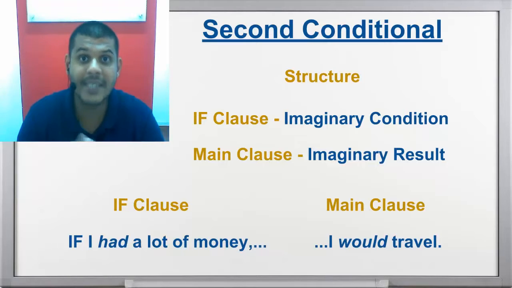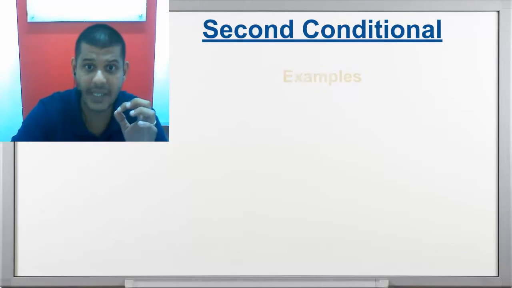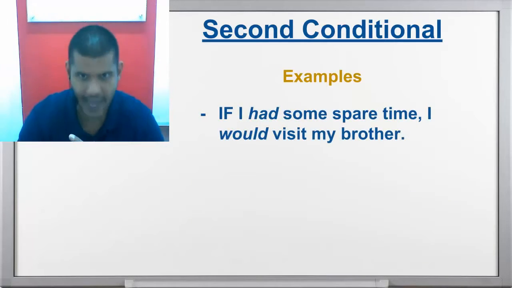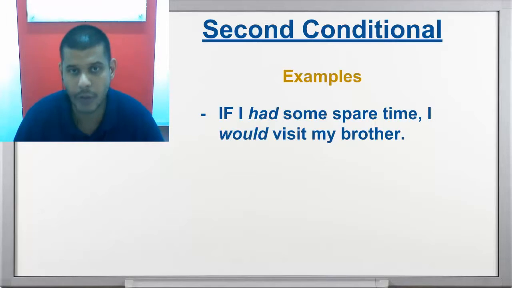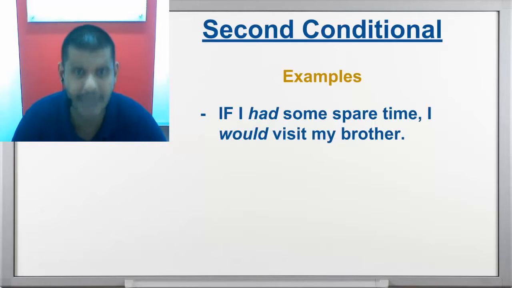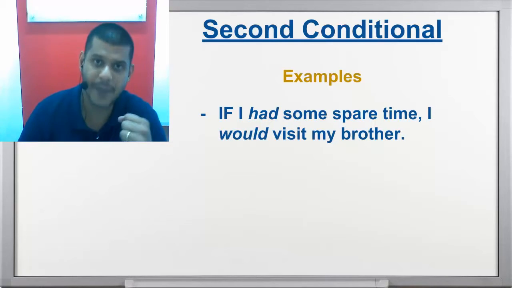But then I have some other examples here, okay? Let's take a look at our next slide, still talking about the second conditional. First one: if I had some spare time, some extra time, some free time, I would visit my brother. Right now, I don't visit my brother because I don't have the time. I'm working a lot. But, as I said, if I had some spare time, I would visit my brother. So visiting my brother is a direct imaginary result of the condition of having some spare time, right?